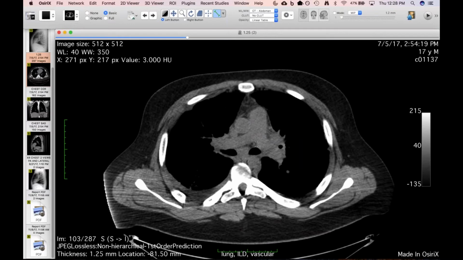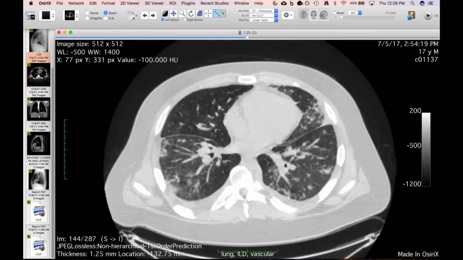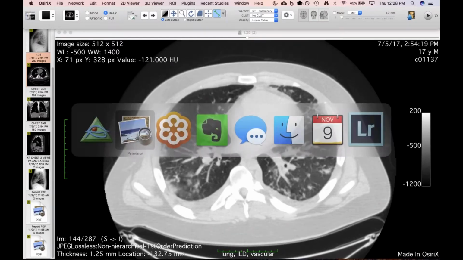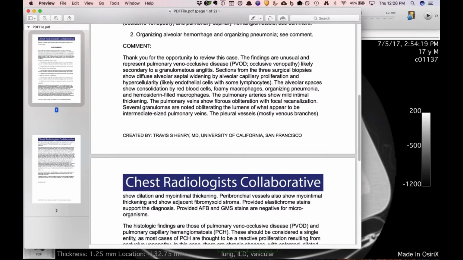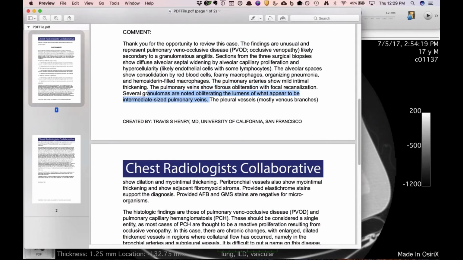So does the pathology report describe a granulomatous venulitis in particular rather than, say, a granulomatous arteritis? I'm just curious. Let's see. I think it's more just the veins are obliterated. Oh, no, you're right. Granuloma is obliterating the veins, the intermediate-sized pulmonary veins, too. Yes. Very interesting.